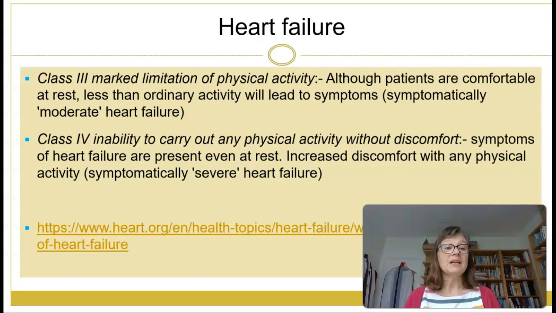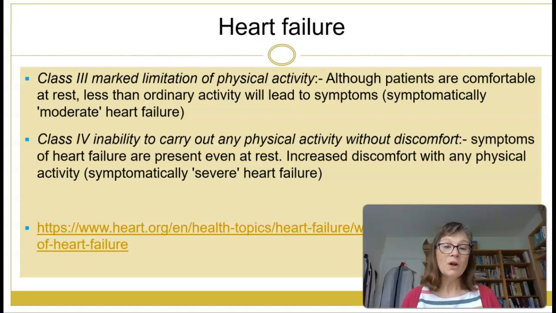Class 3 is marked limitation of physical activity. So people may be comfortable at rest, but less than ordinary activity can lead to symptoms. They may just be trying to go to the bathroom or something, and they're going to be symptomatic, they're going to get pain. But this also causes longer problems and more problems. And people tend to lose weight and tend to find it more difficult to eat because of breathlessness. So they're quite symptomatic with their illness.